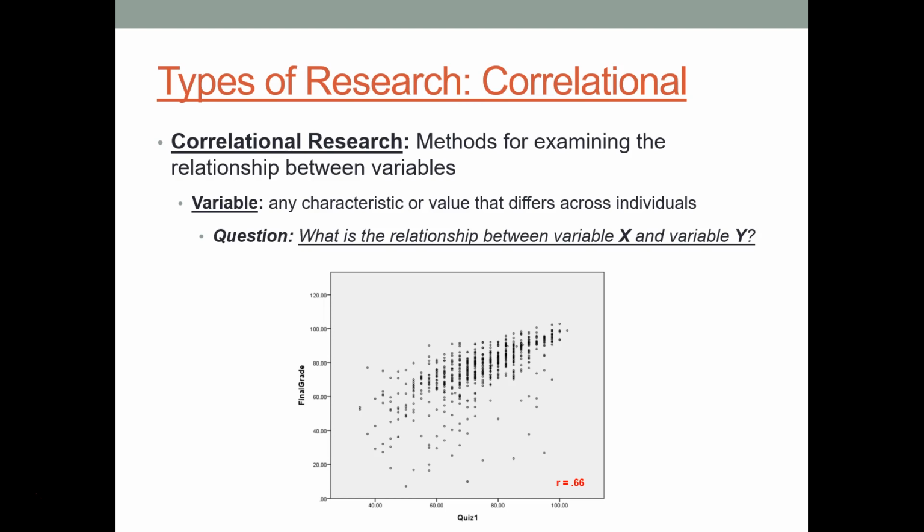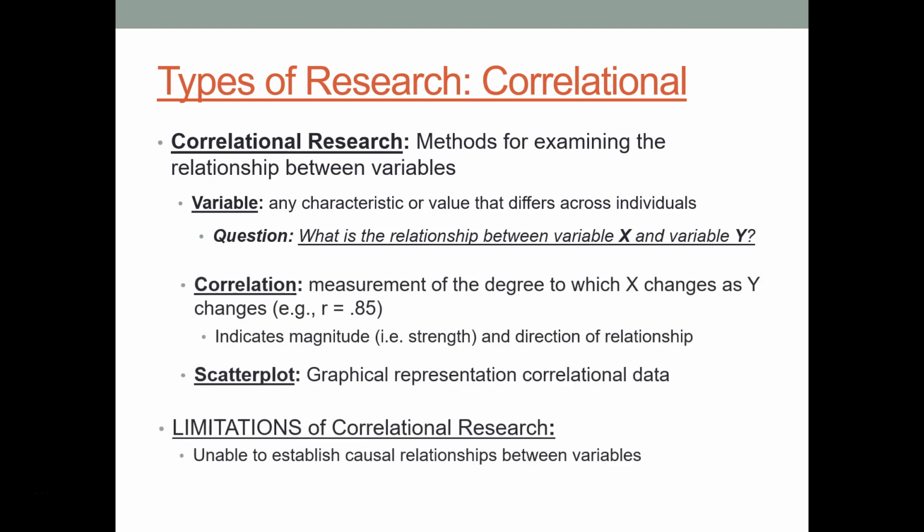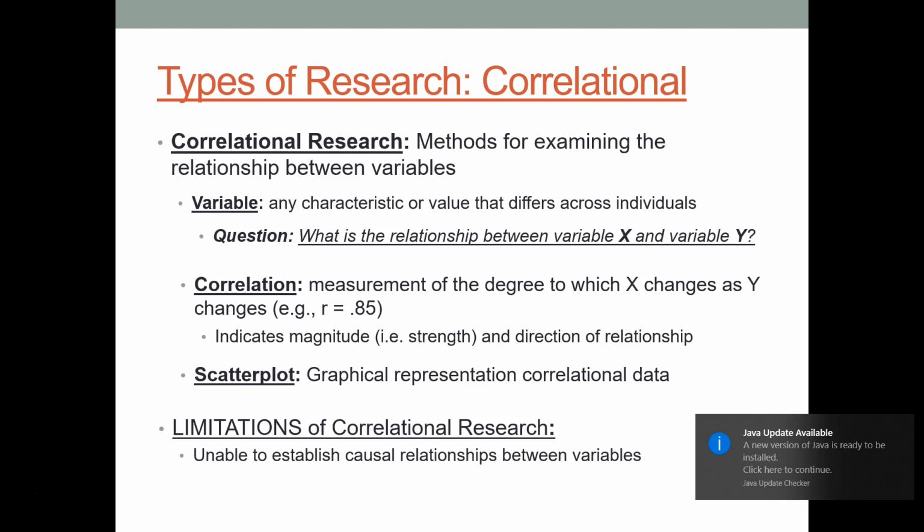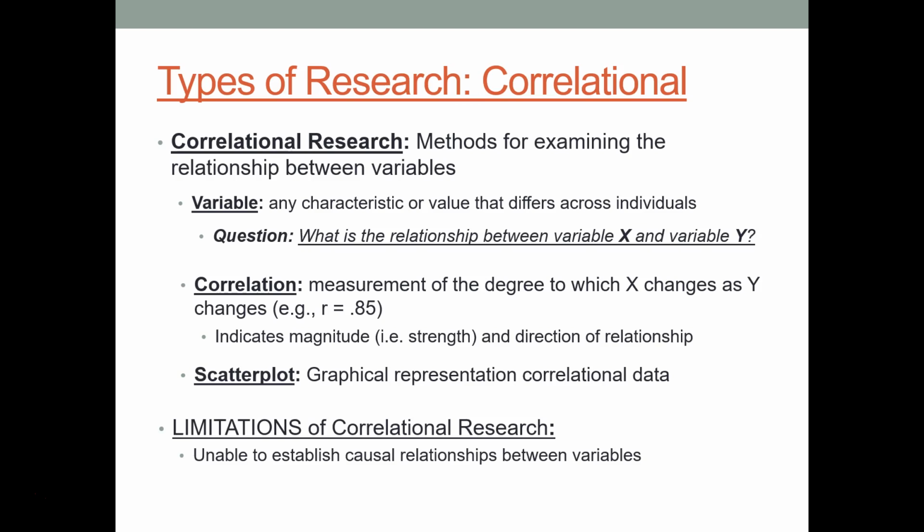And we see that reflected in our correlation coefficient here. So our correlation coefficient of 0.66, it's not 1, it's not perfect, but it's still pretty strong. It's also positive and not a negative coefficient, so that we know that as people tend to do better on this first quiz, their final grade also tends to be better. Now, as we had talked, the limitation of correlational research is that we can't establish causal relationships. It doesn't mean that your quiz 1 score causes your final score. But what it does say is that those two things are related, but we can't say that X causes Y.